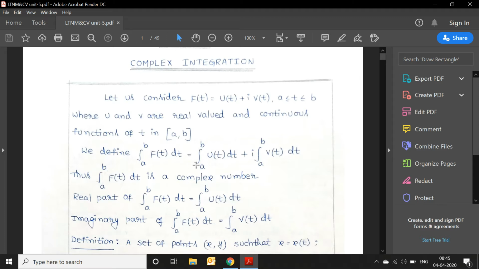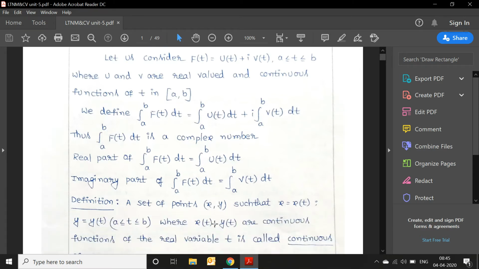is equal to integral a to b u(t) dt plus i integral a to b v(t) dt, where the integral a to b u(t) dt is the real part of integral a to b f(t) dt, and integral a to b v(t) dt is the imaginary part of integral a to b f(t) dt.